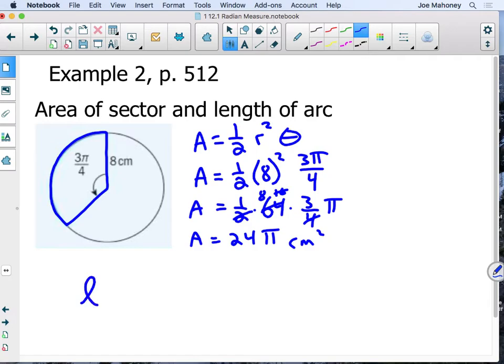And if we're looking for the length of the arc, remember, it's the radius times the radian measure. So we're going to multiply 8 times 3 pi over 4. And when we cancel some things out, I believe we get a total of 6 pi centimeters. Pretty nice stuff. I like it.